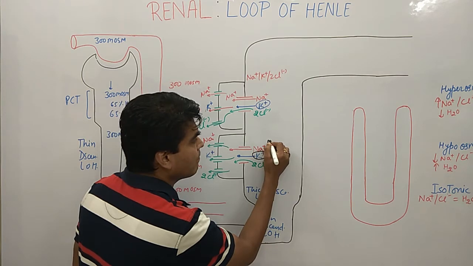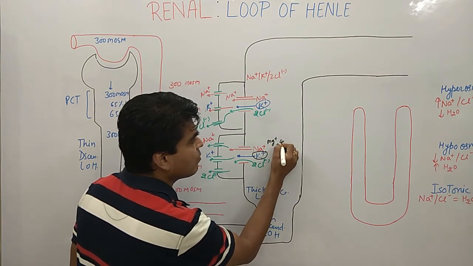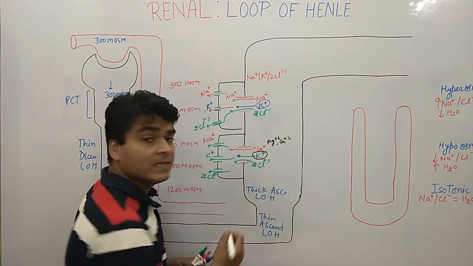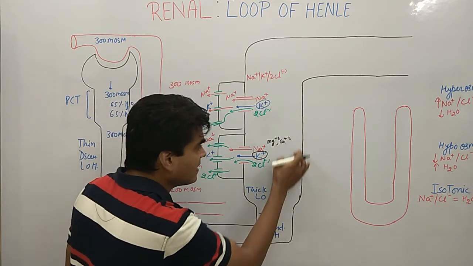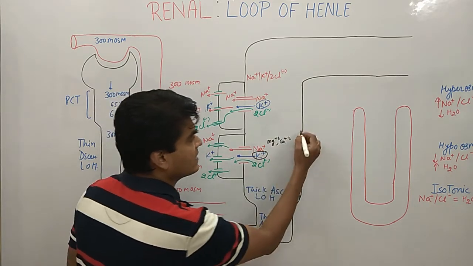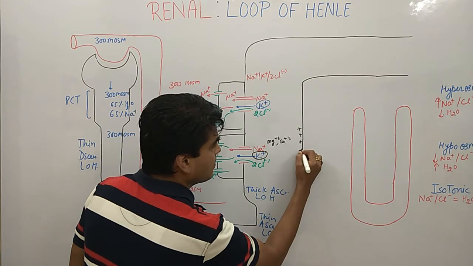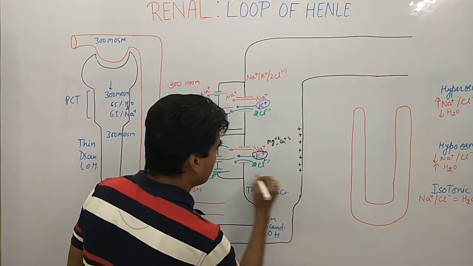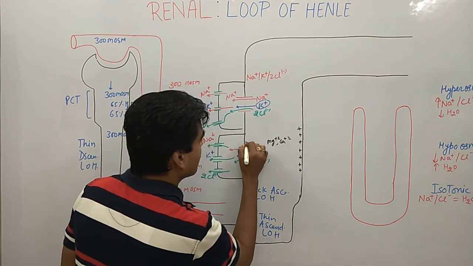further, magnesium and calcium also remain in this area, so they are making this layer positive. They are making this layer positive. All of this side has become positive. Clear? So what happened?